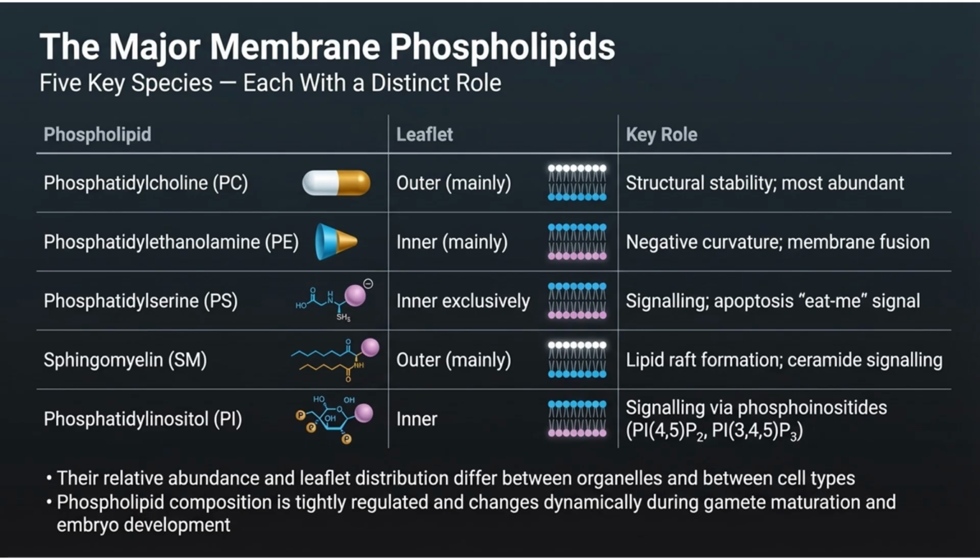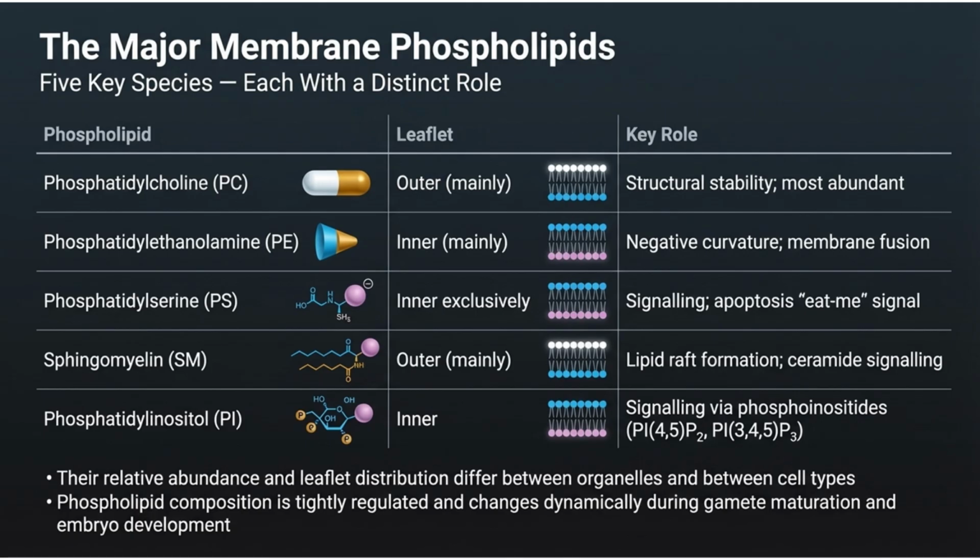And here is the detail that makes phosphatidylserine particularly important in embryology. When a cell undergoes programmed cell death, or apoptosis, phosphatidylserine moves to the outer leaflet, and that translocation is a specific, recognizable signal to the immune system that the cell is ready to be engulfed and cleared. We will return to this in considerable detail when we discuss apoptosis and embryonic tissue homeostasis.